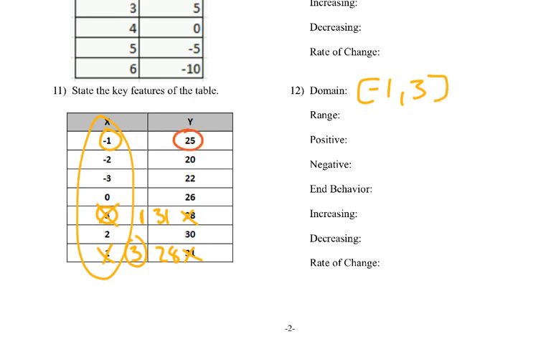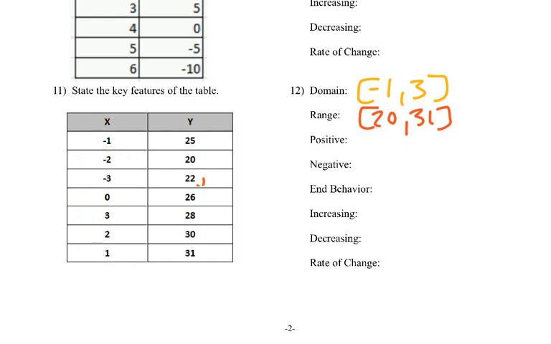Our range, our highest is 20, never mind. Our highest is 31, our lowest is 20, so we'd go from 20 to 31. Okay. When is it positive? Well, they're all positive numbers, so it's always positive, so from -1 to 3. Right? Because that should have been 3. Okay. So it's never negative.